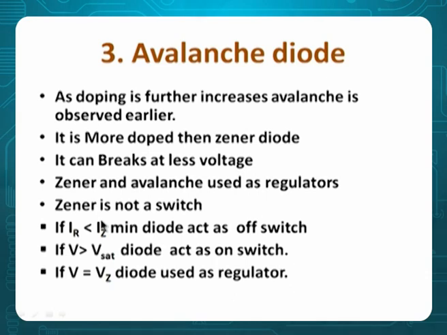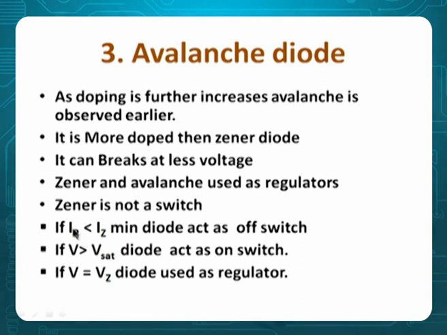Zener is not a switch. You know why Zener is not a switch? Because in the forward direction it has a current, and in the reverse direction also it has a current. Strictly speaking, in the reverse direction there is some region where you can use it as a switch, because below breakdown it has almost zero current. But generally it cannot be used as a switch. It is not preferred as a switch because silicon is cheaper than Zener. So coming to the switch, the silicon junction diode is good, and as regulators, Zener and avalanche are good.